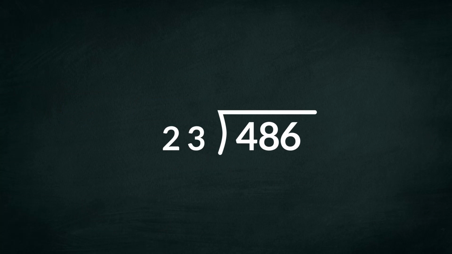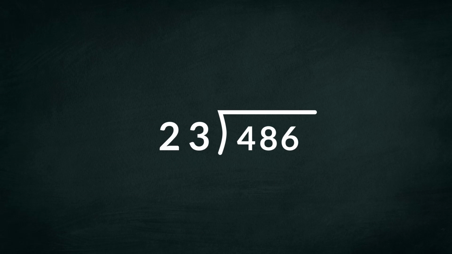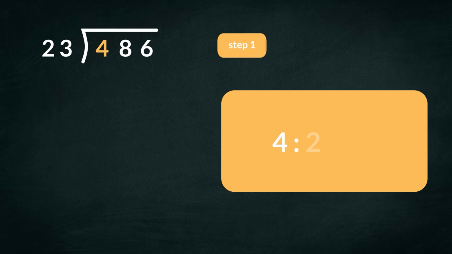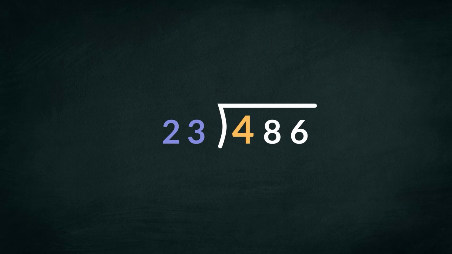Here we have 486 divided by 23. Let's try the same process as if we're dividing by a one-digit number. We break 486 into 4, 8, and 6. In step 1, we divide 4 by 23. The divisor is too big compared to 4. So dividing with each digit isn't going to work in this situation. So what do we do now?